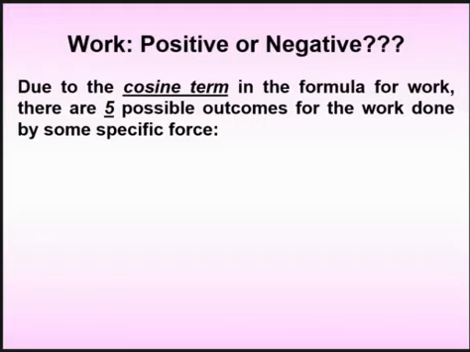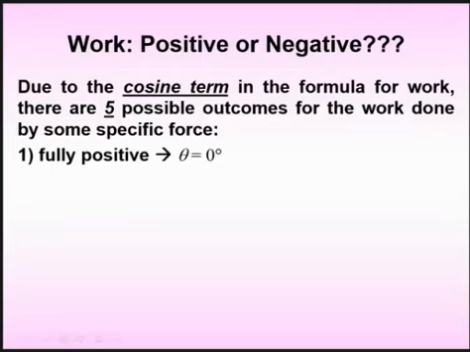Okay, so due to the cosine term in the formula for work, there are 5 possible outcomes. By the way, some teachers teach them as 3. I like to teach it as 5 because I like to expand more explicitly into the cases, okay? And you see what I mean by that. There are 5 possible outcomes for the work done by any specific force on an object in the FBD. Number 1, I like to call that work fully positive. That only happens in one case, when the theta in the system is exactly how much? 0 degrees.